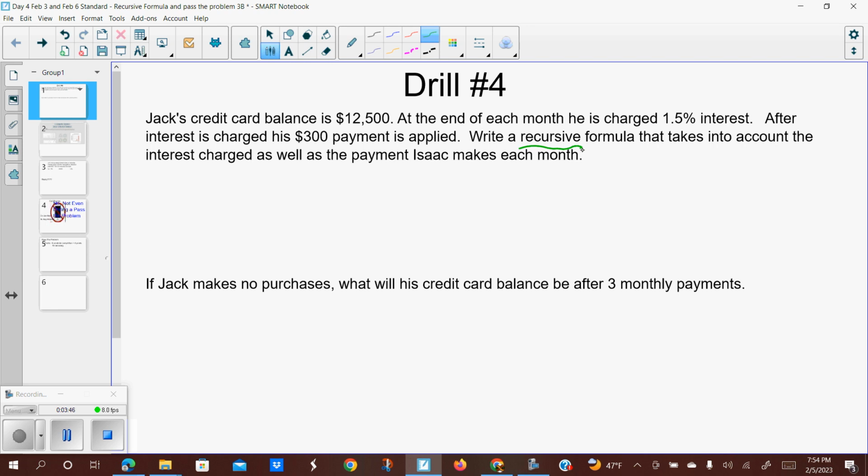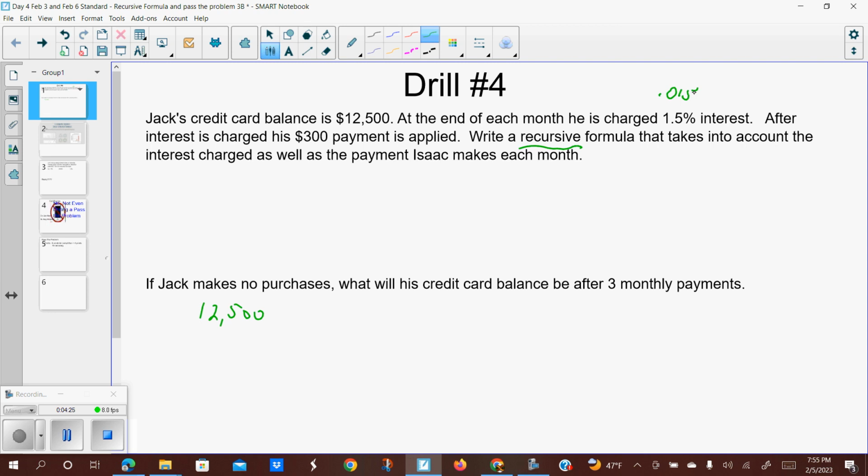So we know that we start off with a debt or a balance of $12,500. And then it says we're going to get charged 1.5% interest. Now, hopefully you remember that if we're going to use that value as a percentage, we're going to have to divide 1.5 by 100, or basically move the decimal place 2 places to the left. So that would make the usable number for us 0.015.